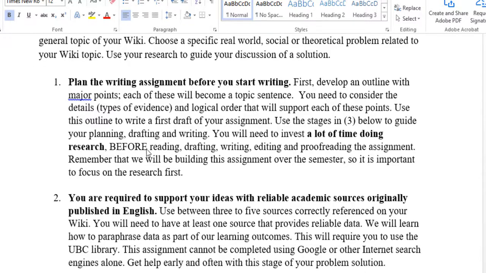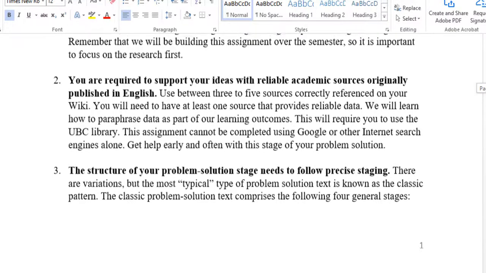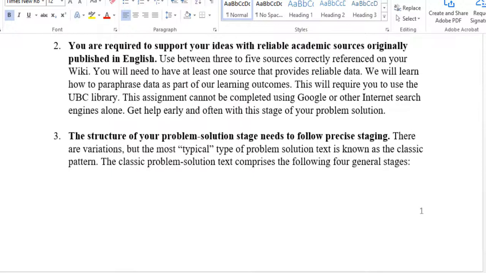So before reading, drafting, writing, editing, and proofreading the assignment, you're going to need to be in the UBC library. You're required to support your ideas with reliable academic sources, originally published in English. So you'll need 3 to 5 English sources. They cannot be from the web. They cannot be websites, .coms. They need to be from the UBC library. So we're going to have a short video on that that's going to help you do that library research.